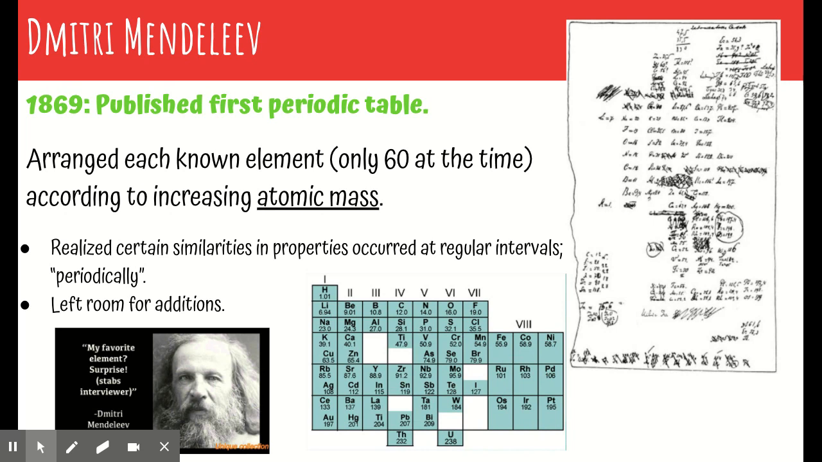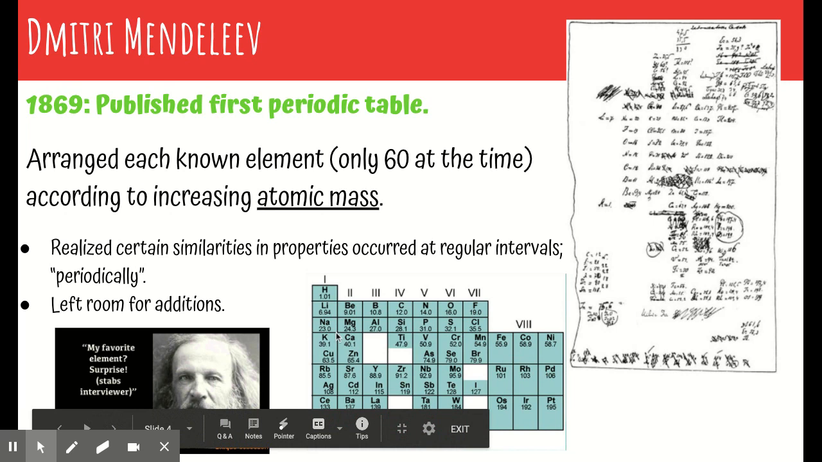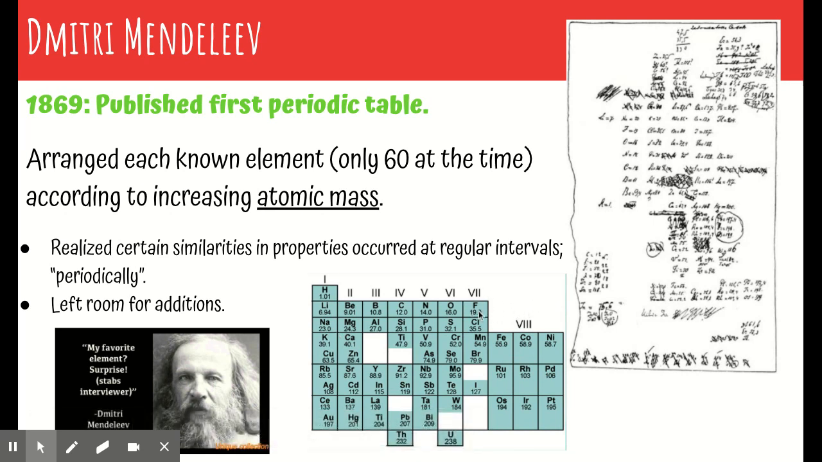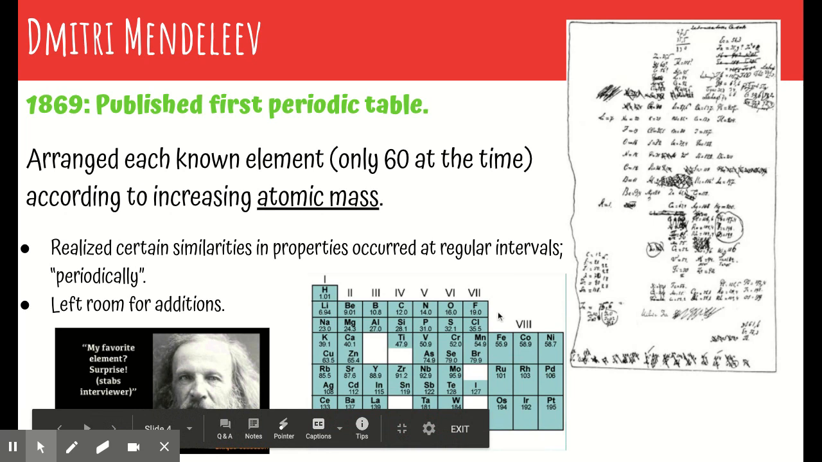So out of the 60 that they had, now there's 120-ish, 118 known elements now. He realized that there were some spaces in there, and so he left those areas blank. He realized that there would be kind of a gap between like fluorine and sodium, for instance. He realized that probably something else would fit in here eventually. He didn't know what, but he thought something would probably fit there. So he left room for additions to be put in later on.